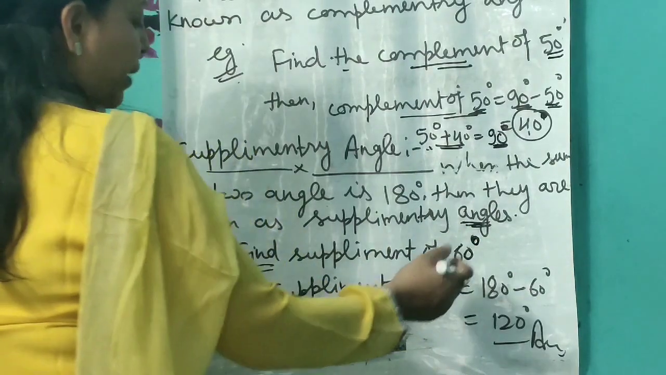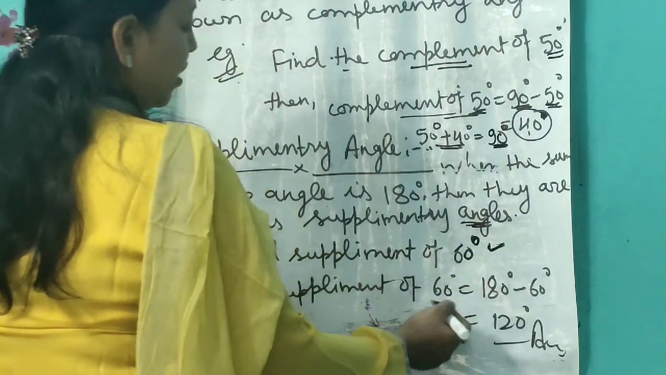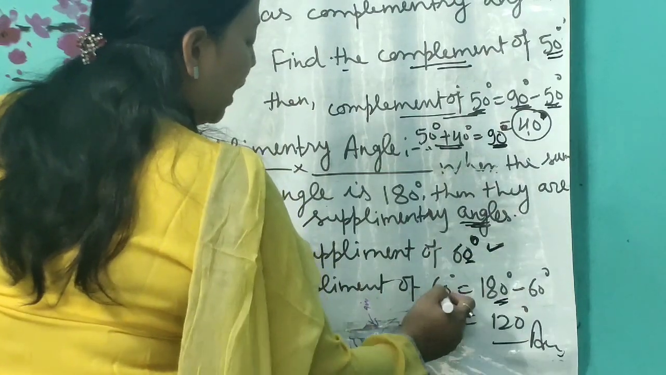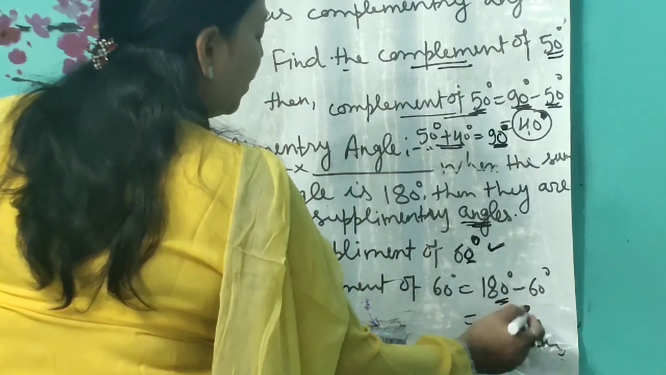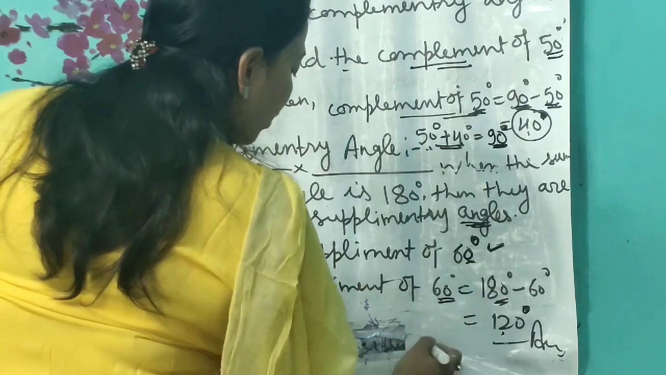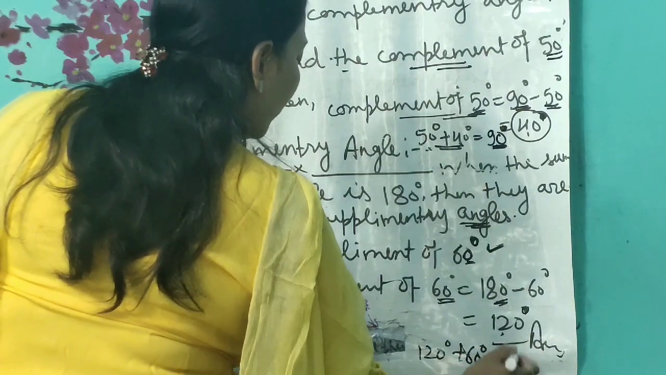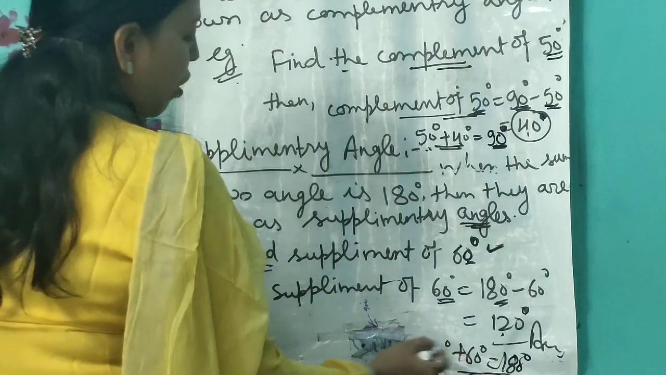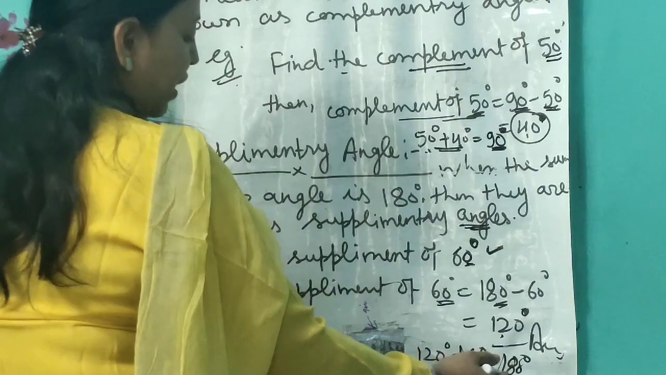To find its supplement, how do we do it? We subtract the given angle from 180 degrees. So 180 degrees minus 60 degrees is 120 degrees. So the supplement of 60 degrees will be 120, and you can cross-check: 120 plus 60 is equal to 180 degrees, which is the definition of supplementary angles. If the sum of two angles is equal to 180 degrees, then they are known as supplementary angles.